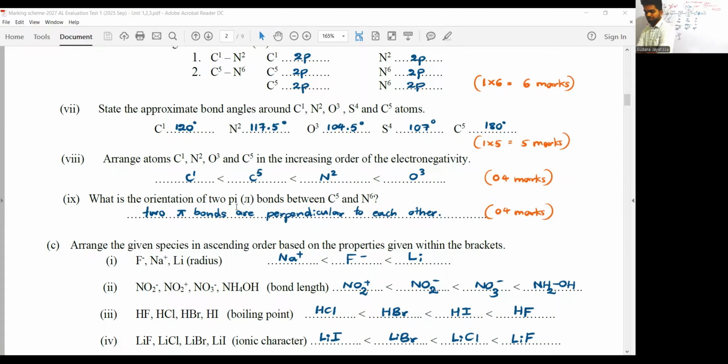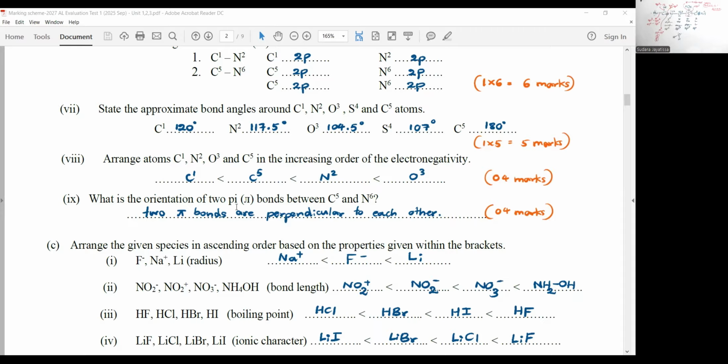Then S4, a tetrahedral, has 1 lone pair. So subtract 2.5 degrees from 109.5. It's going to give you 107 degrees. And the last one, linear, 180.